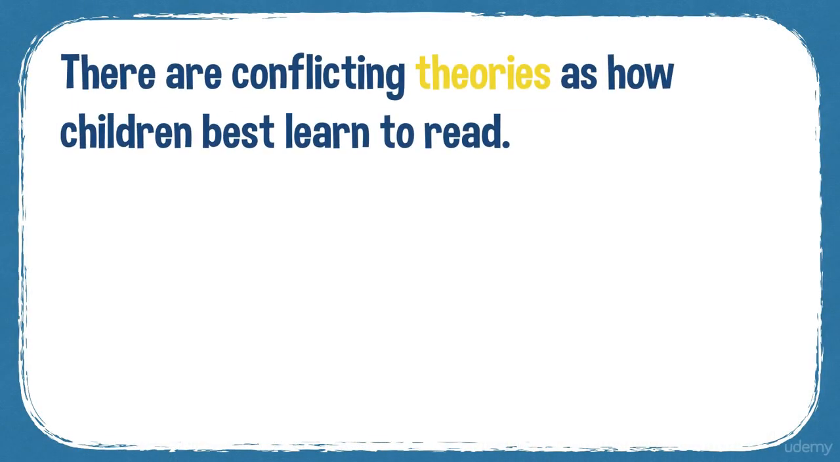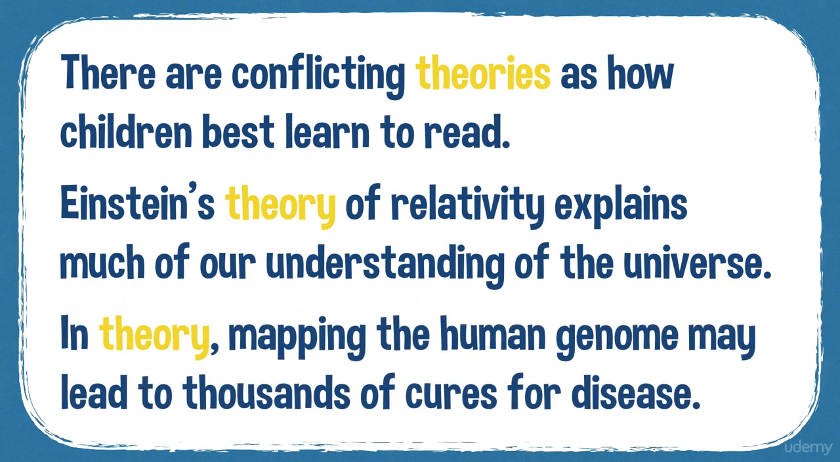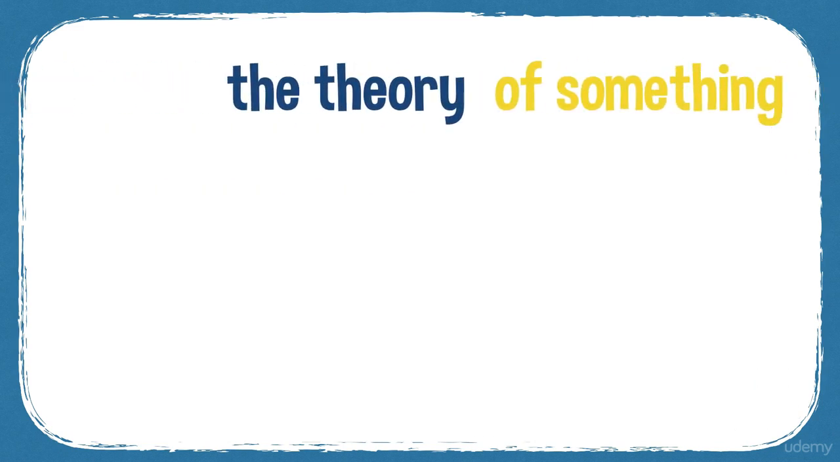So, for example, there are conflicting theories as to how children best learn to read. So that's an idea. Einstein's theory of relativity explains much of our understanding of the universe. So this is a law. This is the use of theory as a law, as a physical law, a scientific fact, if you will. In theory, mapping the human genome may lead to thousands of cures for disease. And here the word theory is being used as a kind of line of thought. So as you can see, theory has got several different meanings, really.